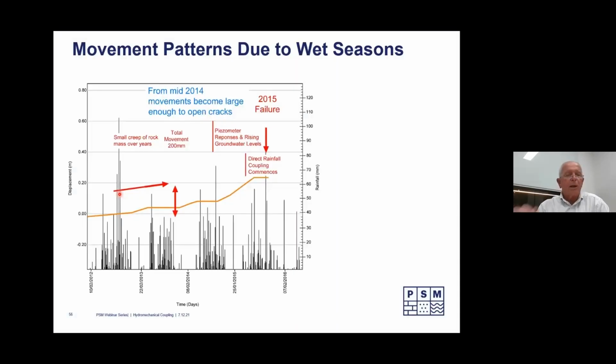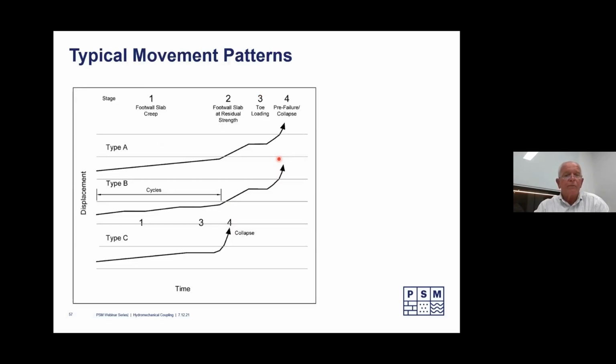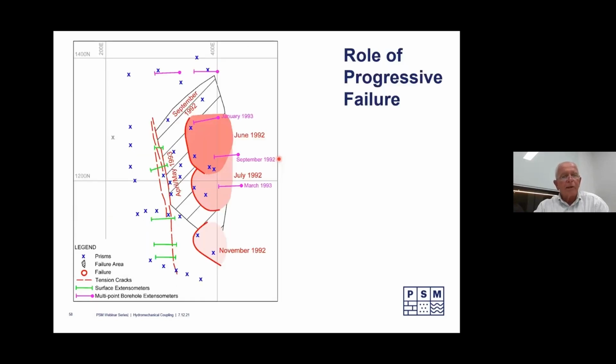Now let's look at the dip slope. This is a slope that was in 4 years of design life, very small amounts of movement, maximum 200 millimetres. But then after about 3 years of wet seasons, we started getting these responses to groundwater and in the piezometers, until we ended up with one of these direct couplings for a rainfall. So the various types of movement happening on that slope.